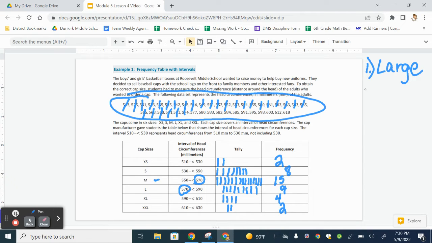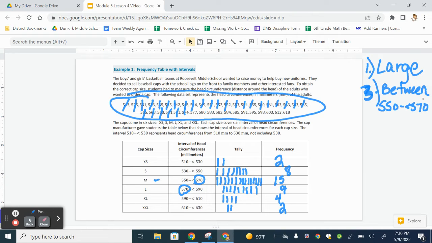So number 2, you can put interval between, I'm sorry, that's number 3. I forgot. You already did number 2. Between 550 to less than 570. Something around there.